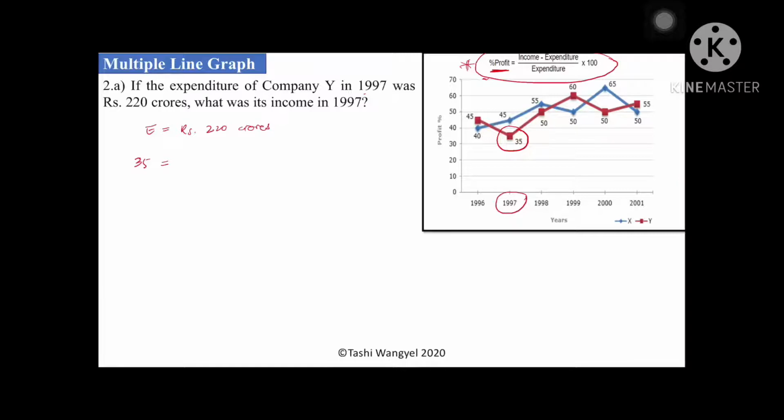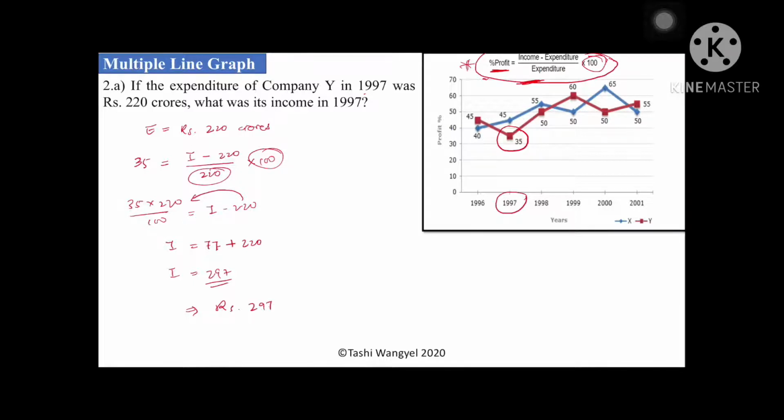35%. So 35 over 100 is equal to income minus expenditure, 220 crores, over expenditure, 220 crores, into 100. So 35 into 220 over 100 is equal to income minus 220. So income is equal to 35 into 220 by 100, that is 77, plus 220. Therefore income is equal to 297. Therefore the income of company Y in 1997 is rupees 297 crores.